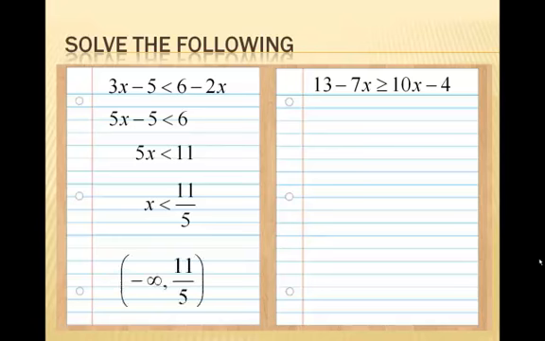Now, if you want to describe this using an interval, I would use the interval that goes from negative infinity all the way up to 11/5, and then I'd use a parenthesis on that 11/5 to show that it is not included.